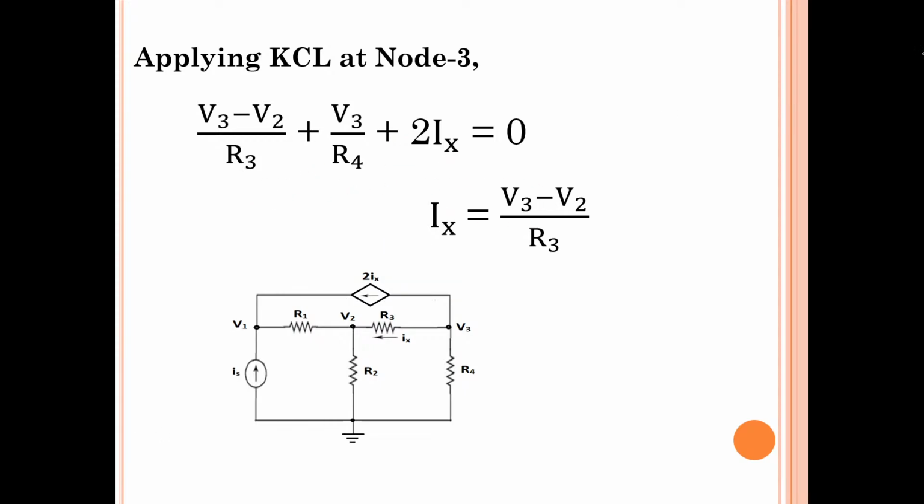Now, they have asked us to determine the Ix value. What is Ix? Ix is nothing but V3 minus V2 by R3. Here they didn't give any values for R1, R2, R3, R4.